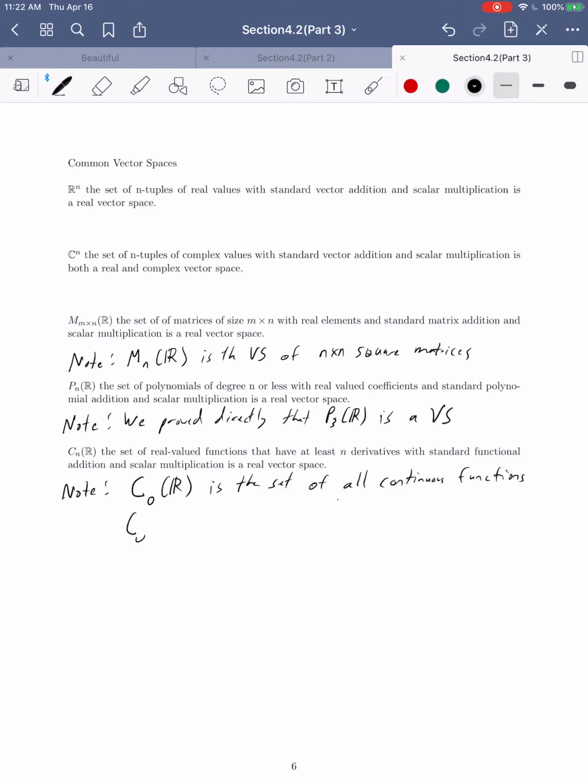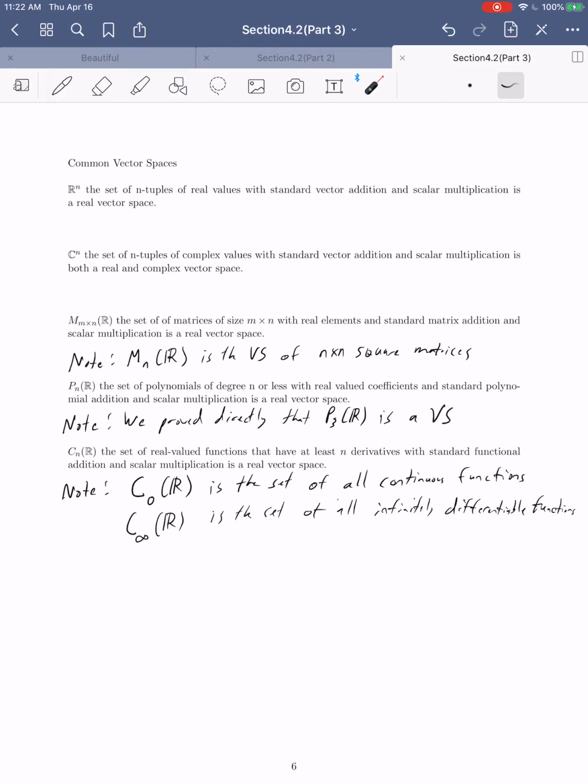And if you ever see this, C infinity of R is the set of all infinitely differentiable functions. So this would be all things that have an infinite amount of derivatives, where you can keep taking derivatives and not run into any issues. Now, if you think about it, this Pn of R lives inside of these, because polynomials are always infinitely differentiable. So this guy lives in here. It also lives in here. So the polynomial space is a special example of these spaces of differentiable and continuous functions.